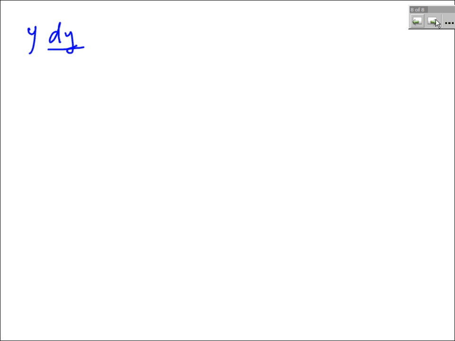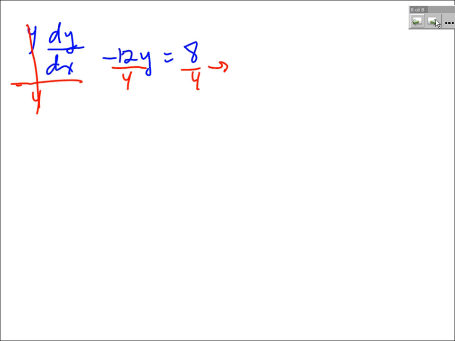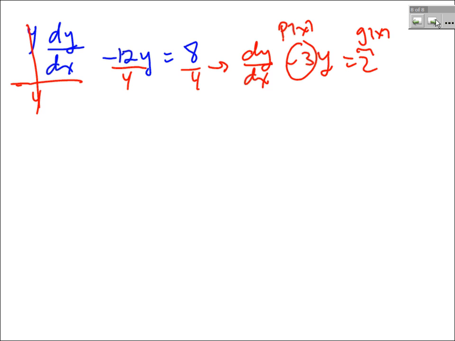4 dy dx minus 12y equals 8. We need to get it into standard form, meaning no multiple in front of the dy dx. That is, I'm going to divide by 4. So I get dy dx minus 12 over 4, which is 3, y equals 2. That's my p of x, and the 2 is my g of x.